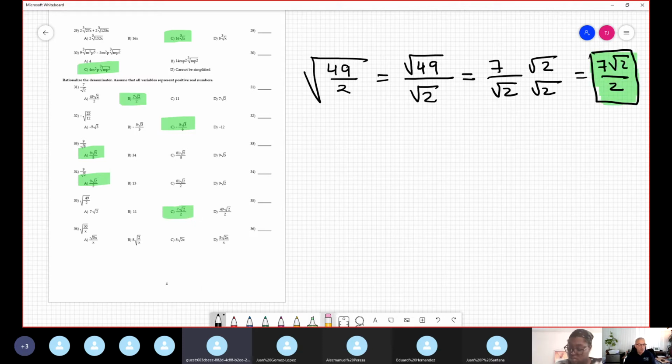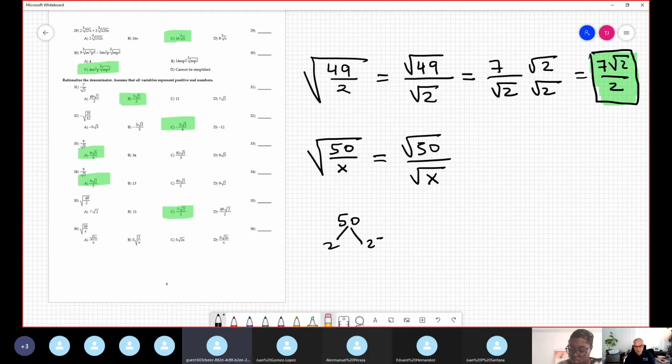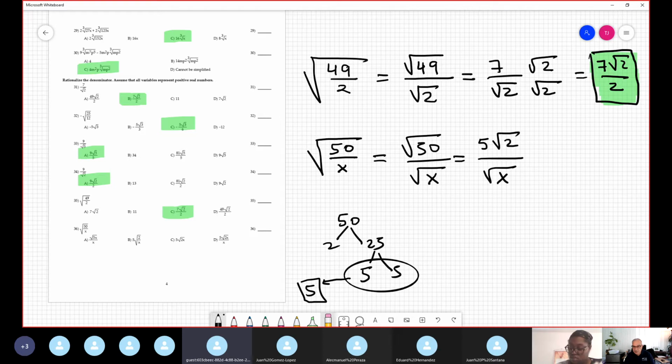Now 36 is similar. Square root 50 over x. Well, in this case we have a variable. Okay, it's the same. It is square root 50 over square root x. What about 50? Well, 50 divided by 2 is 25. And 25, 5 and 5. We have a couple of 5s, we need to simplify. One 5 goes outside. So definitely we have 5 radical 2 over radical x.